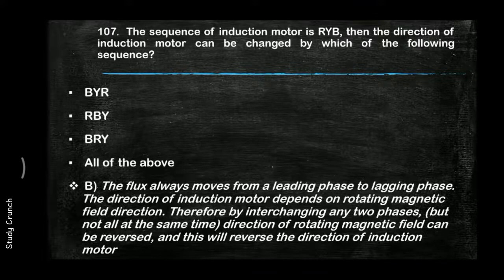Next. The sequence of induction motor is RYB, then the direction of induction motor can be changed by which of the following sequence? So the answer will be RBY. The flux always moves from the leading phase to lagging phase. The direction of induction motor depends on the rotating magnetic field. Therefore, by interchanging the two phases, the direction of the rotating field can be reversed. And this will reverse the direction of motor. So the answer will be B, that is RBY.